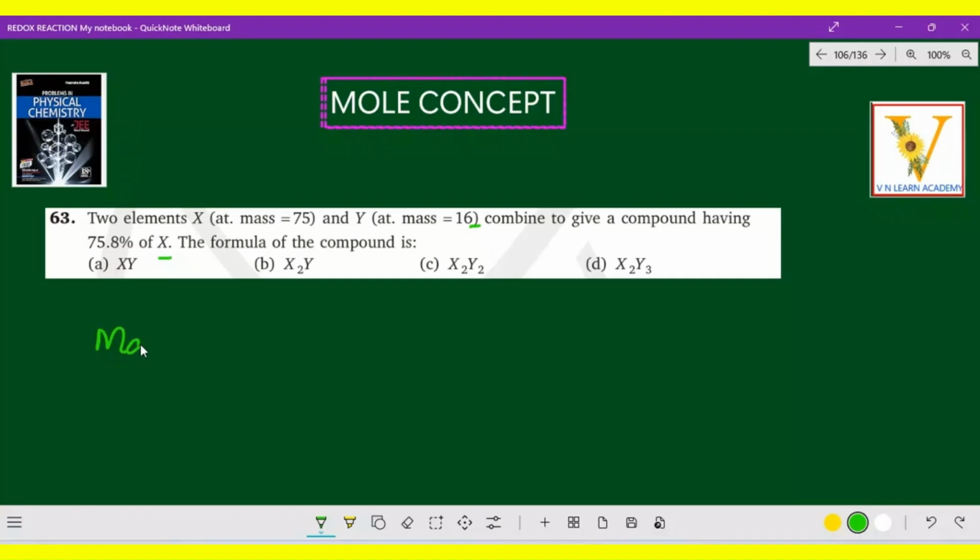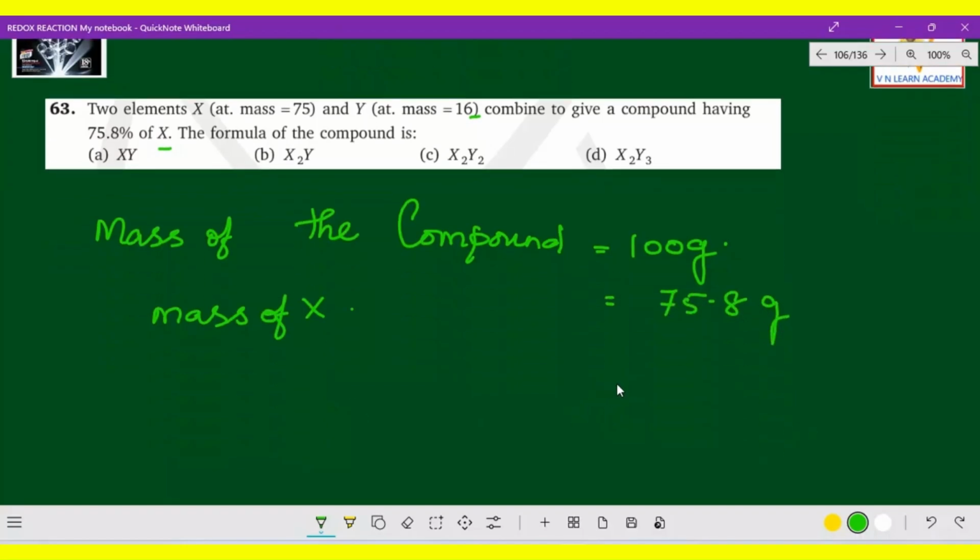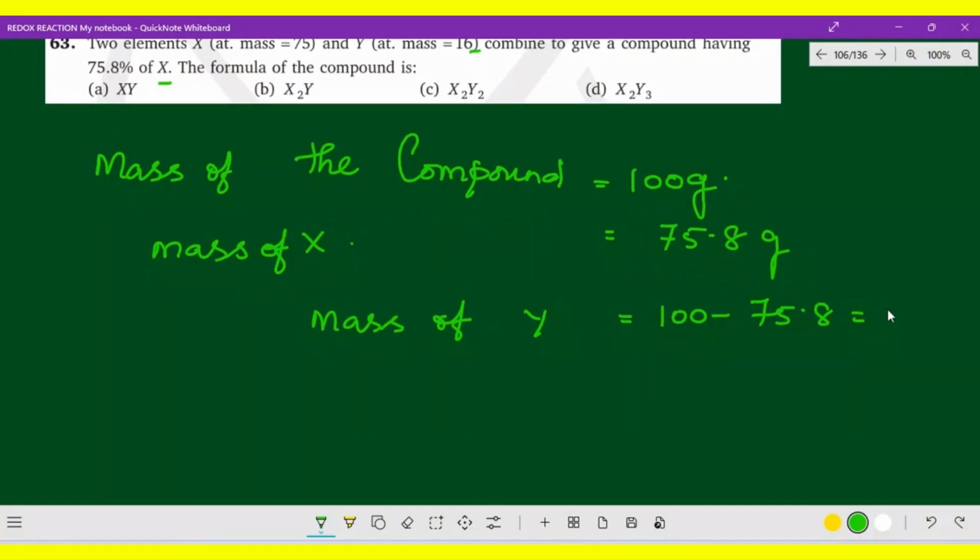So the mass of the compound is 100 gram. In that, the mass of X is 75.8 gram we can consider. In that, the mass of Y is 100 minus 75.8. So how much will you get? You will get around 24.2 gram. So the mass of Y is 24.2 gram.